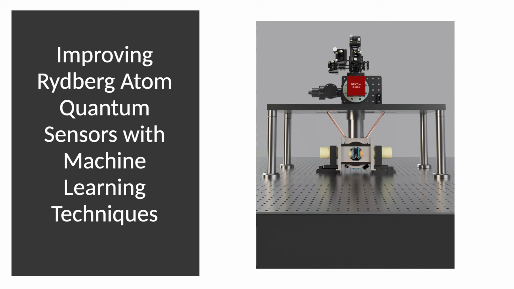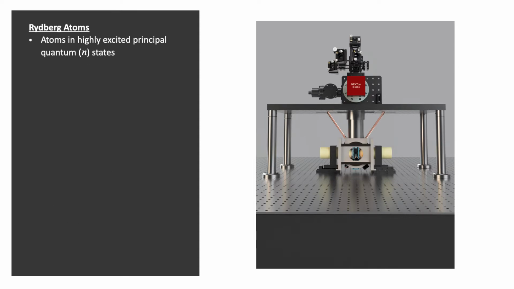In this video, I will outline a machine learning algorithm our lab is actively working on to improve the speed and accuracy of electric field measurements using Rydberg atoms. Rydberg atoms are neutral atoms where the electron is in a highly excited principal quantum number state.